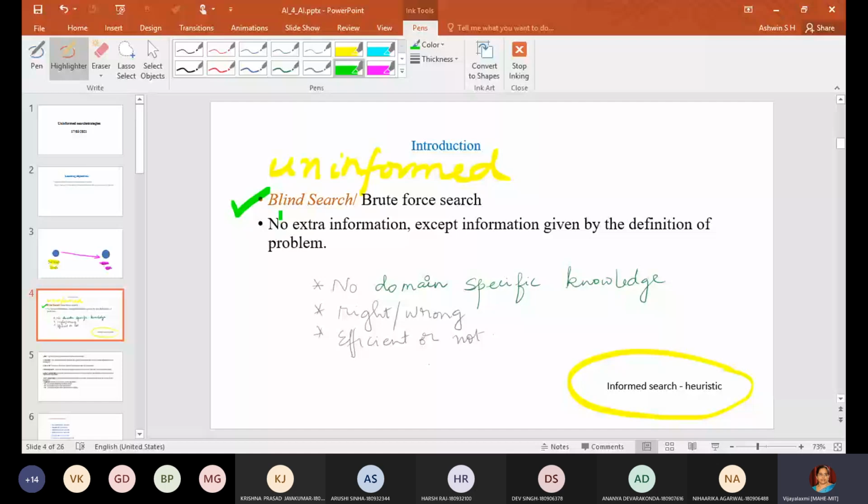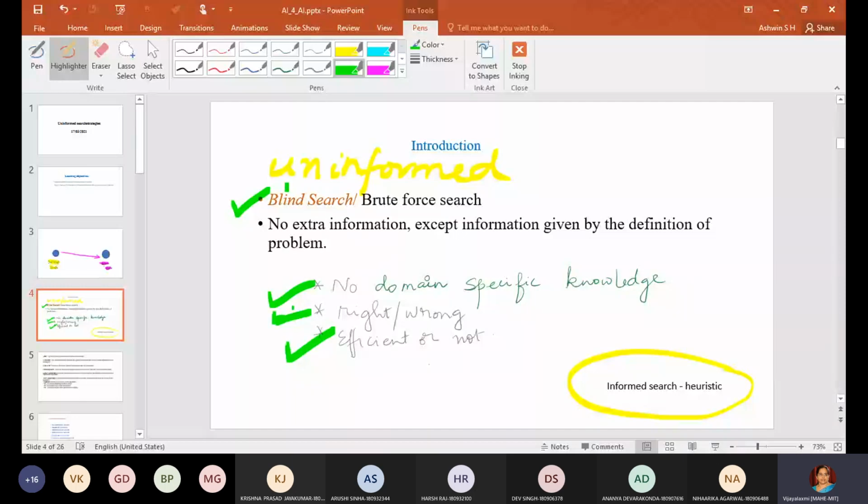So why do we call it blind search? Because you do not have any domain specific knowledge. That is why we call it blind search. And we also call it brute force search. The reason is simple. You don't know whether the search you are carrying out is right or wrong. You don't know whether it is efficient or not. That is why we call it brute force search.